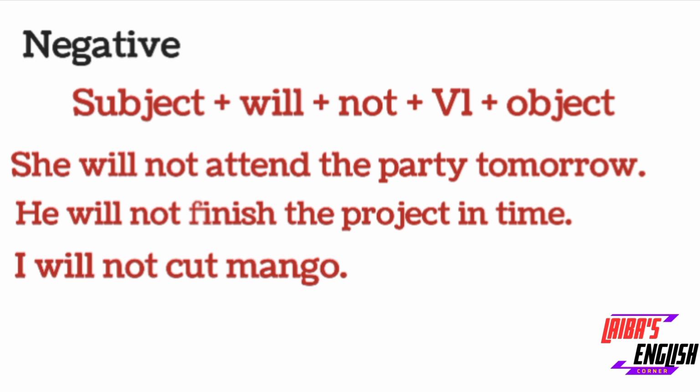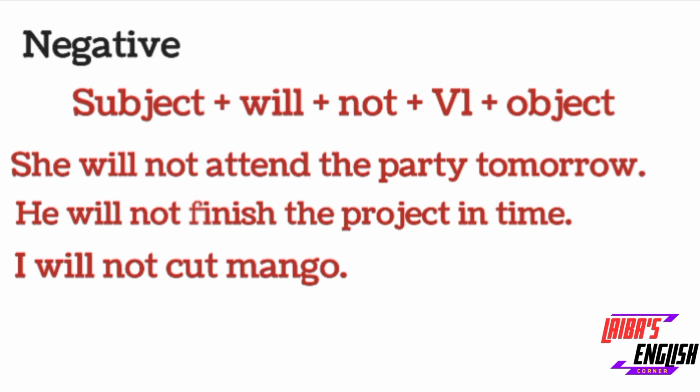Here she is a subject, will not, verb first form and an object. He will not finish the project in time. He is the subject, will is the helping verb, not, verb first form finish and an object. I will not cut mango is the third example of simple future tense negative.